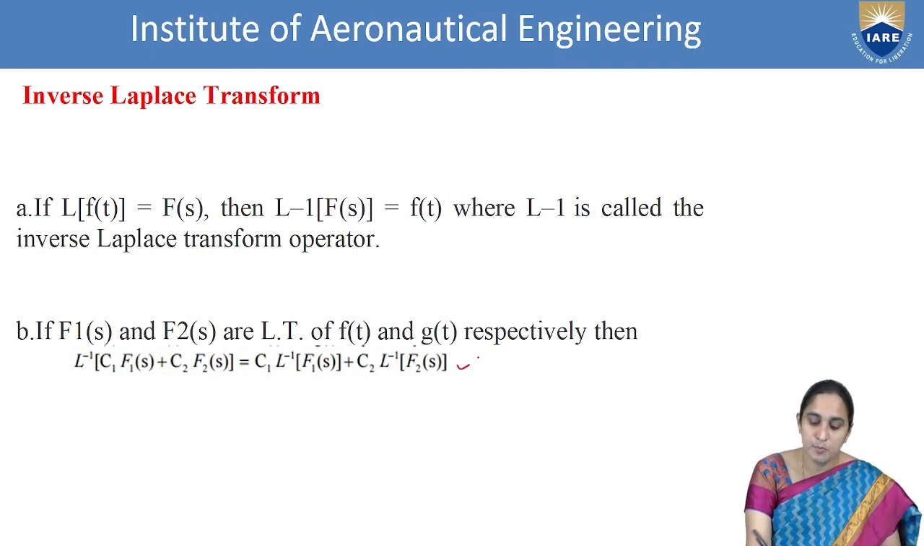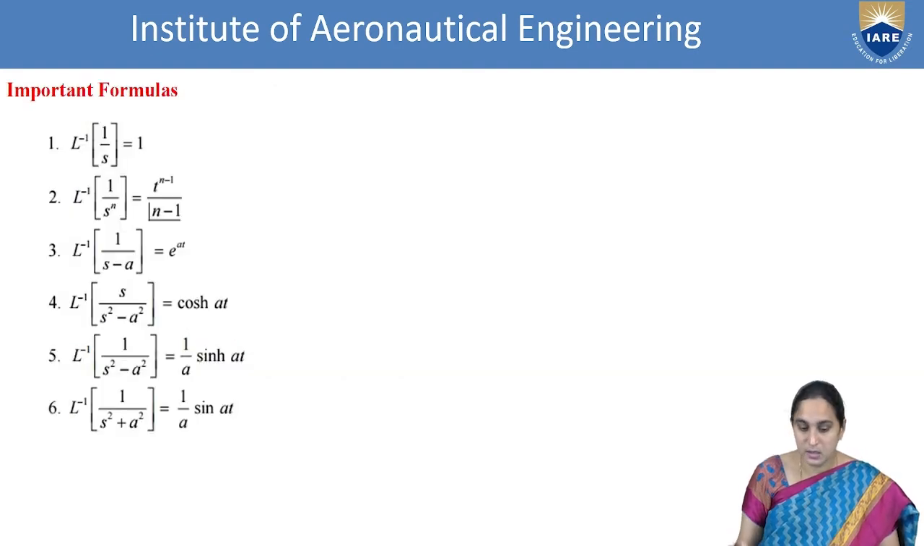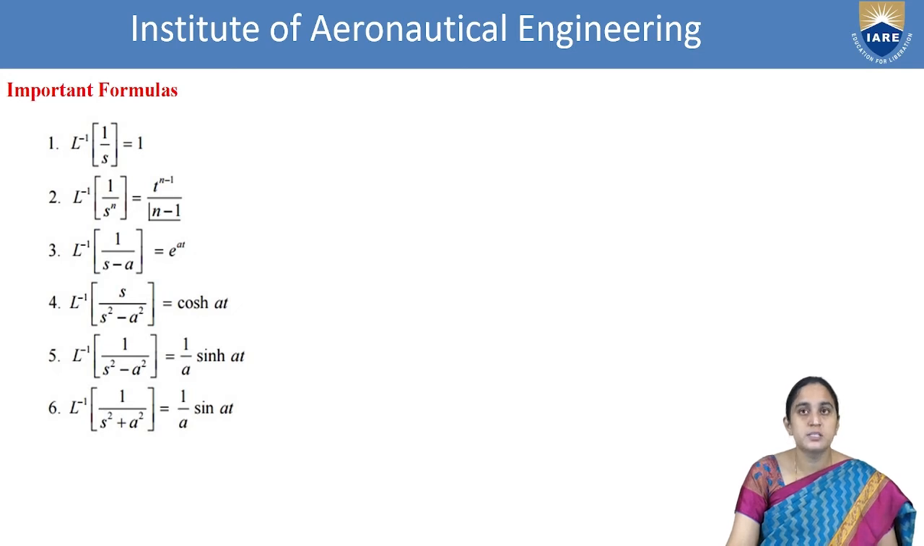This is the linear property of the Laplace transform. This is also the same as the Laplace transform, but here we are using the operator as Laplace inverse. And the next related formulas: Laplace inverse of 1 by s is equal to 1, and Laplace inverse of 1 by s power n is equal to t power n minus 1 by (n minus 1) factorial.